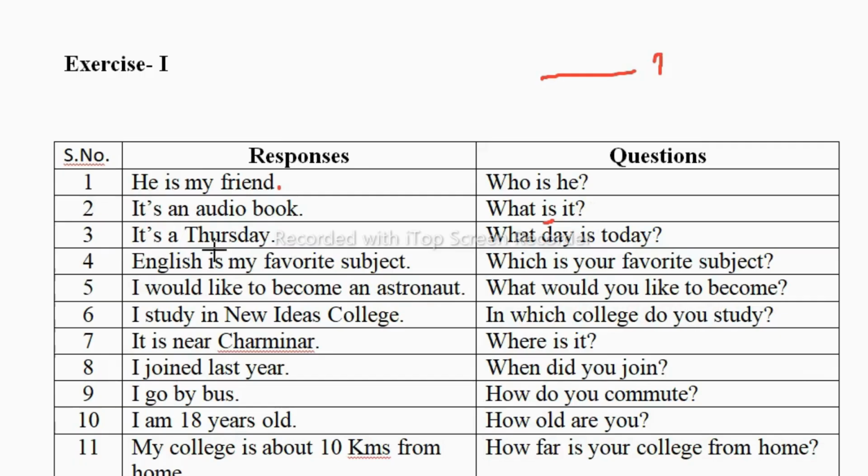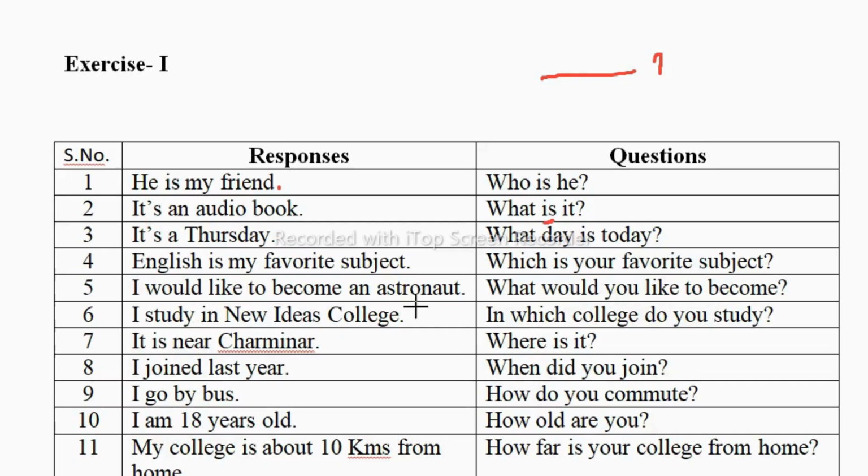Next one, it's Thursday. Now you are saying the name of the day, then you have to ask the question, what day is today? You have to make a question on this answer. What day is today? Next one is, English is my favorite subject. Now how can we frame a question on this answer? So English is a subject, that means we have many subjects. So if we have many choices, you have to use which there. So, which is your favorite subject? Question mark instead of full stop.